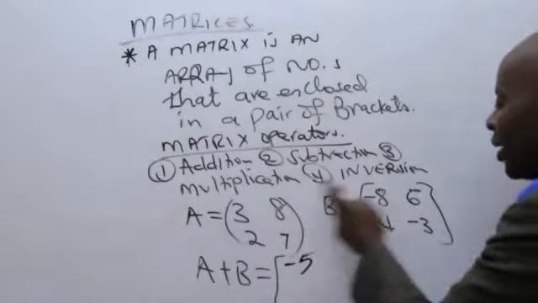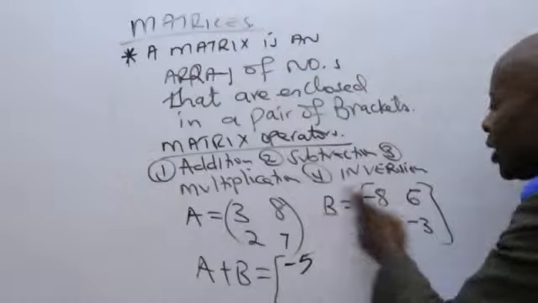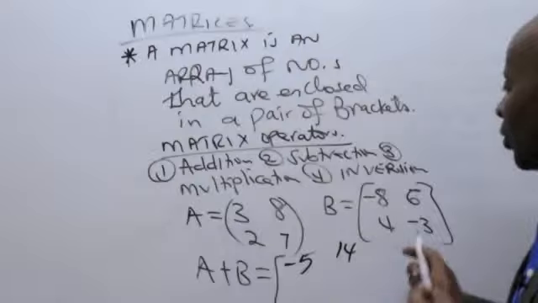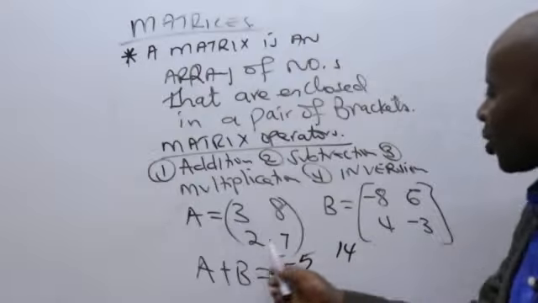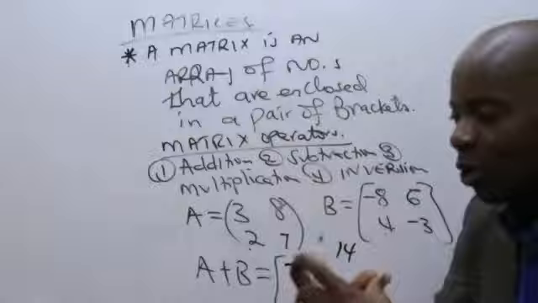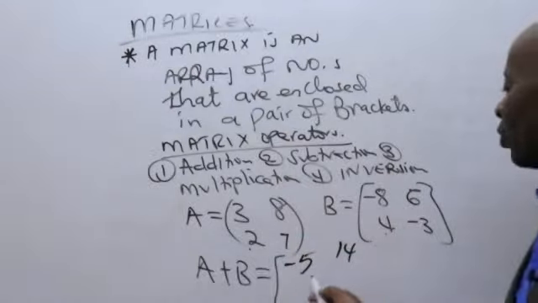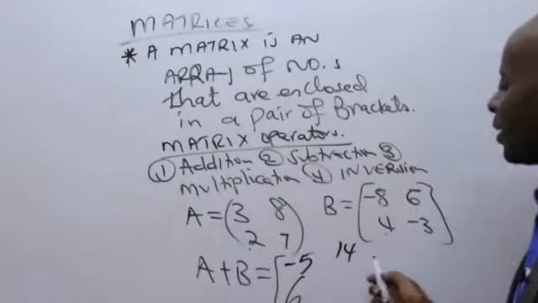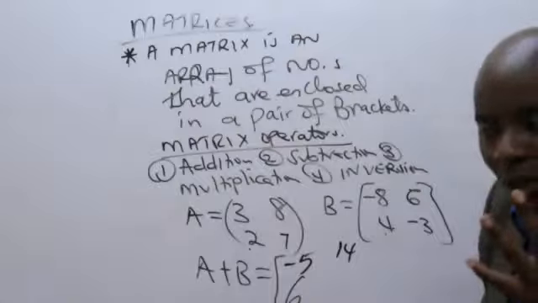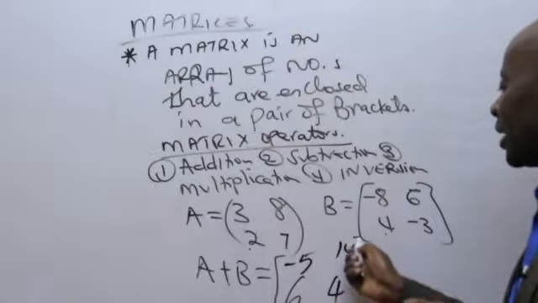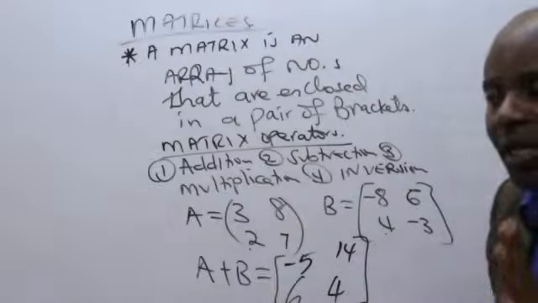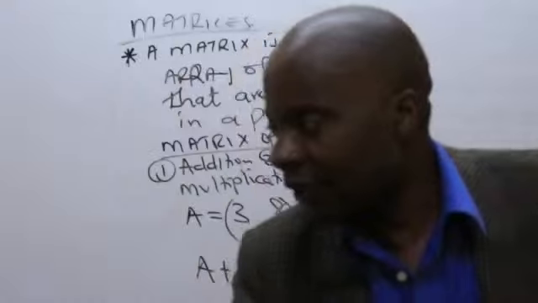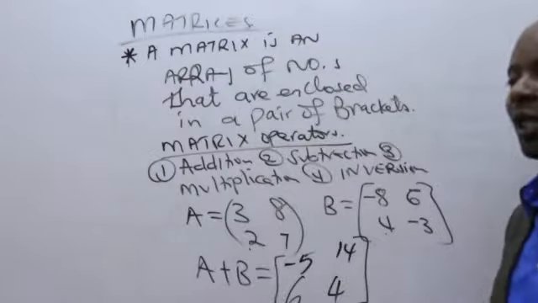And then we have the second elements that are corresponding. So we have 8 plus 6 giving us what here? 14. 8 plus 6 gives us 14 there. And then we have the third element. So we have 2 and 4. When you consolidate them together through addition, 2 plus 4 will give us 6. And then we have 7 plus -3, that gives us what here? That gives us 4. And that is it as pertains what here? Addition of matrices. So addition of matrices really is not a tough thing.